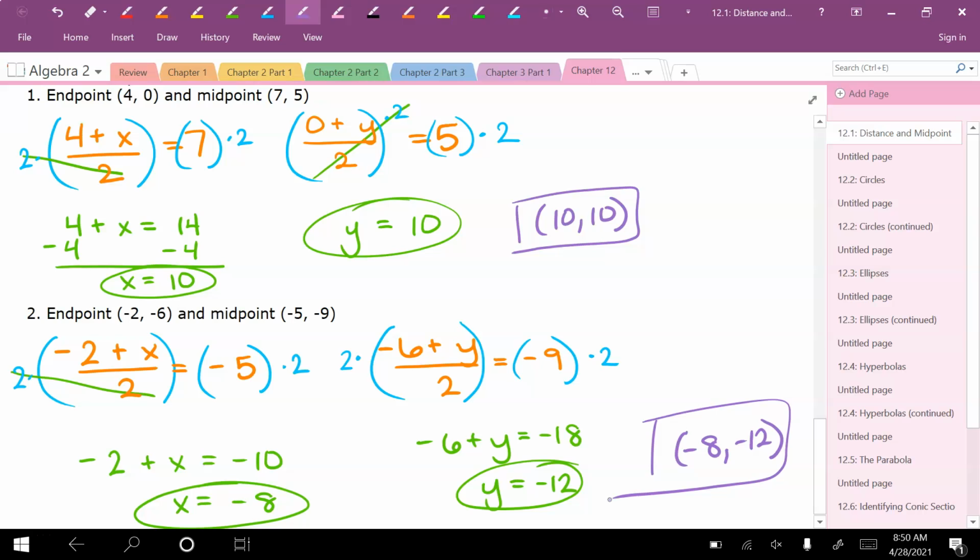Okay, so how I set it up, I did -2 plus x over 2 equaled -5, and then -6 plus y over 2 equaled -9. I solved it the same way I did that last one. I multiplied by 2 first to get that fraction to go away. And then for my x, I got -8, and for my y, I got -12.